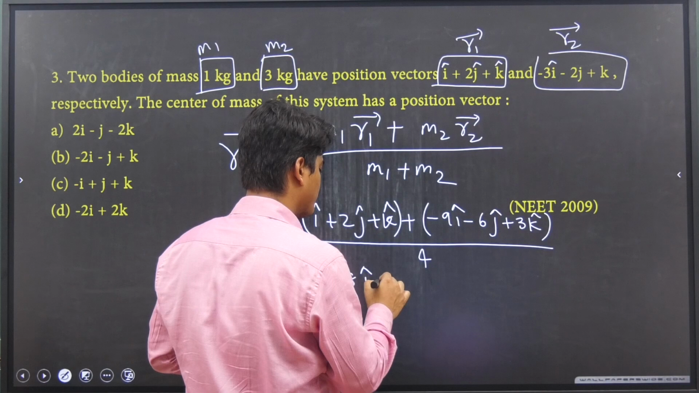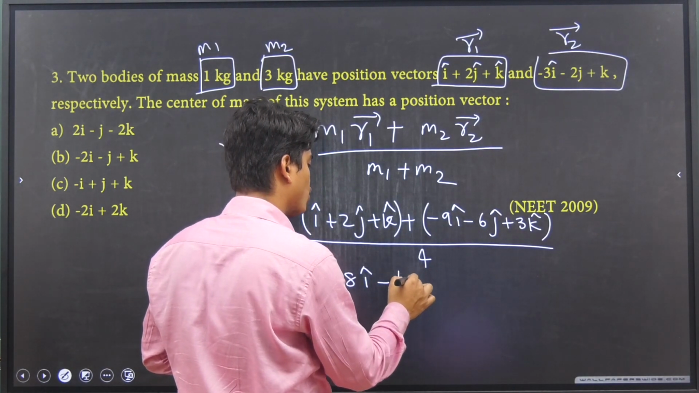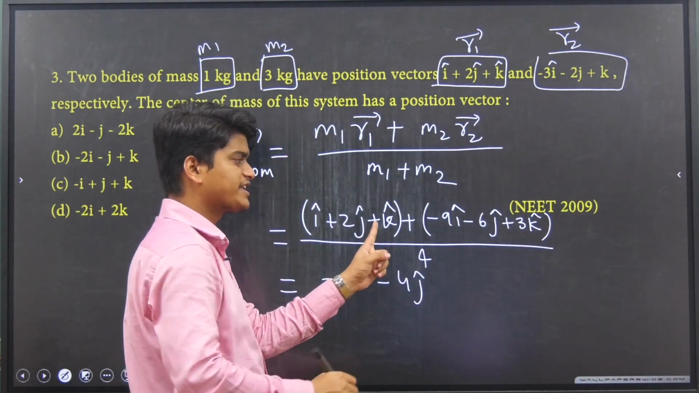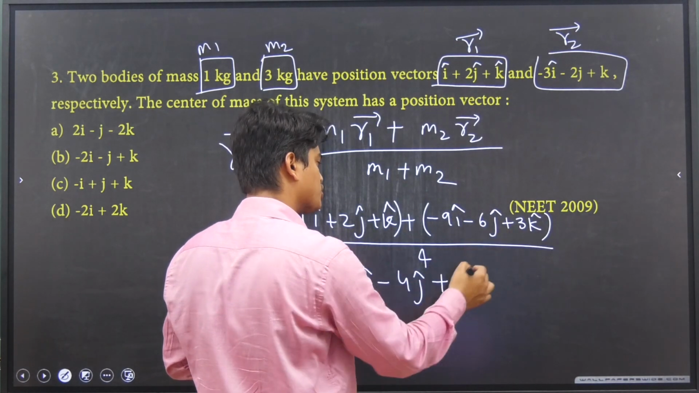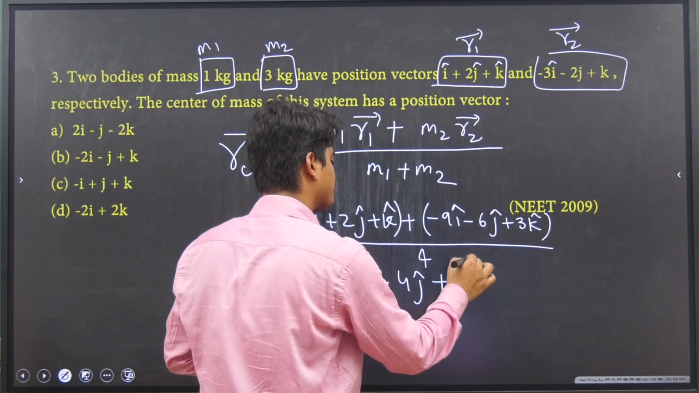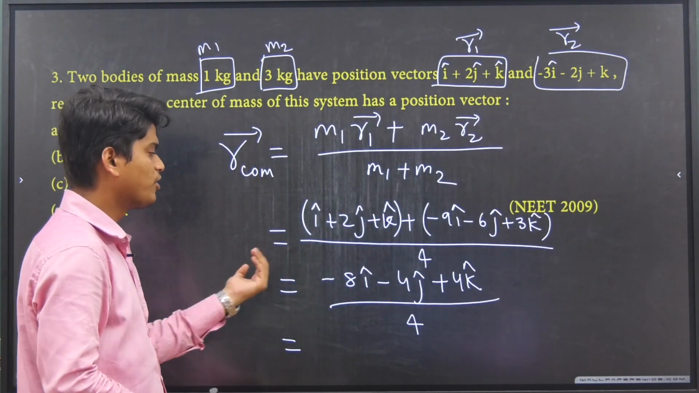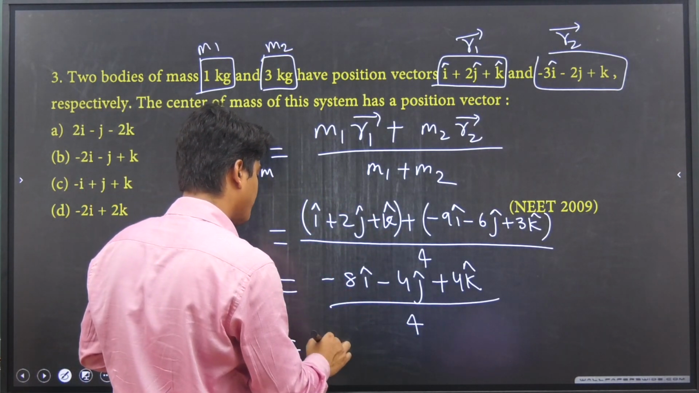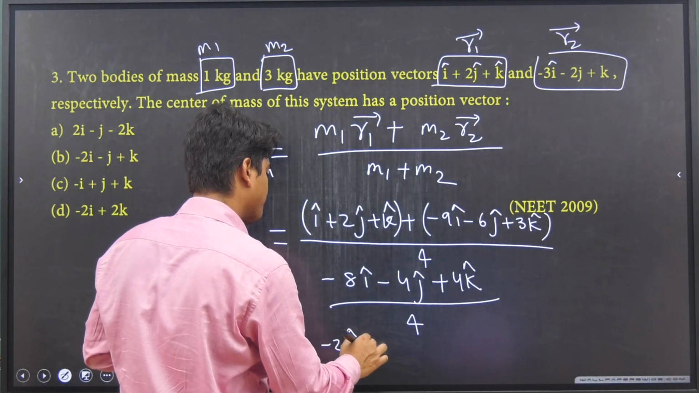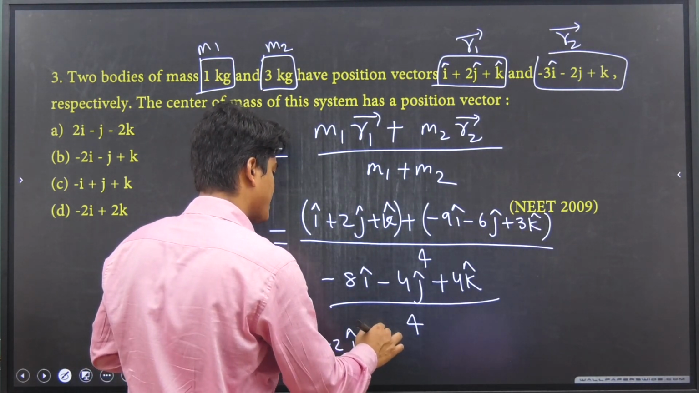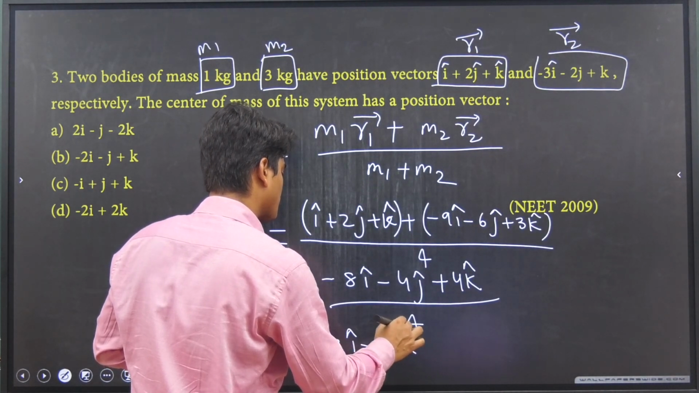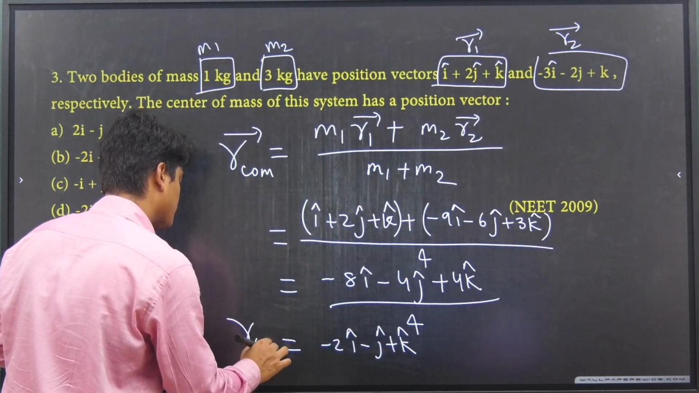Minus 4 j cap. And k cap can be added to 3 k cap, so it will give 4 k cap. Then divided by 4. Now here if we take 4 common, definitely it will be minus 2 i cap, and here minus j cap plus k cap.